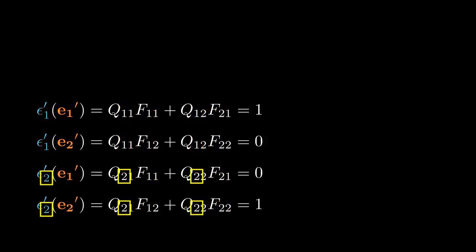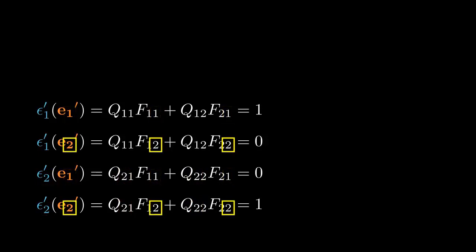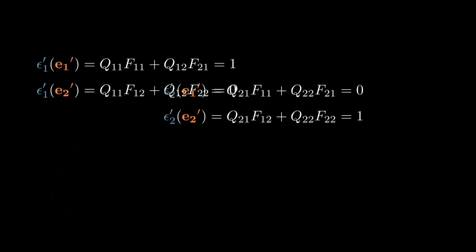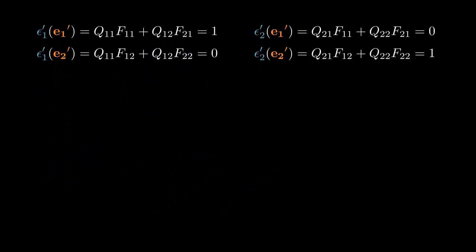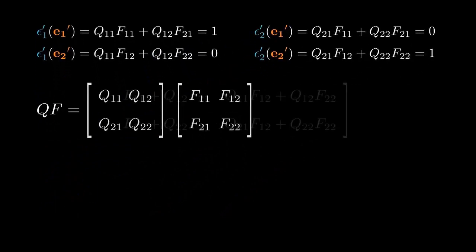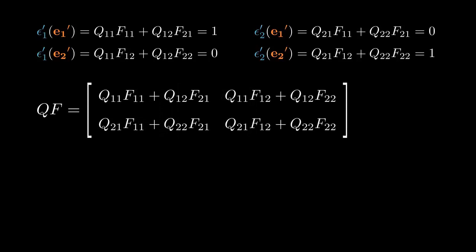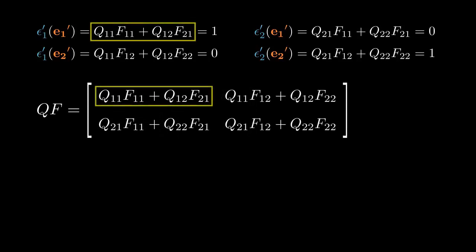The epsilon 2's suffixes are here. The e1's suffixes are here. The e2 dash suffixes are here. What is this pattern? This pattern is the matrix multiplication pattern. The multiplication of Q and F follows. Let's compare the components.